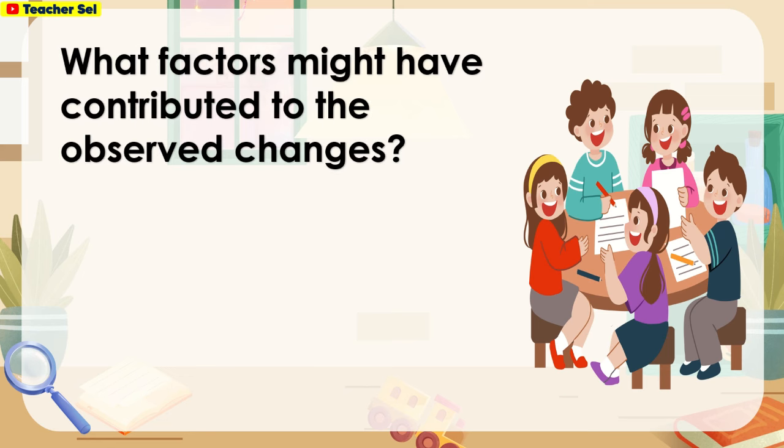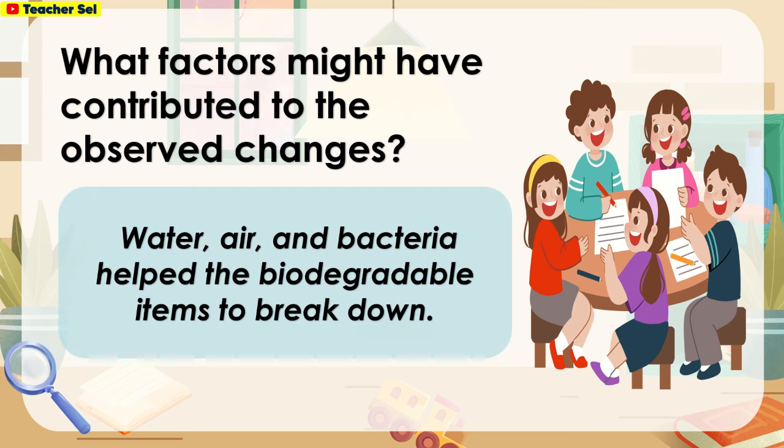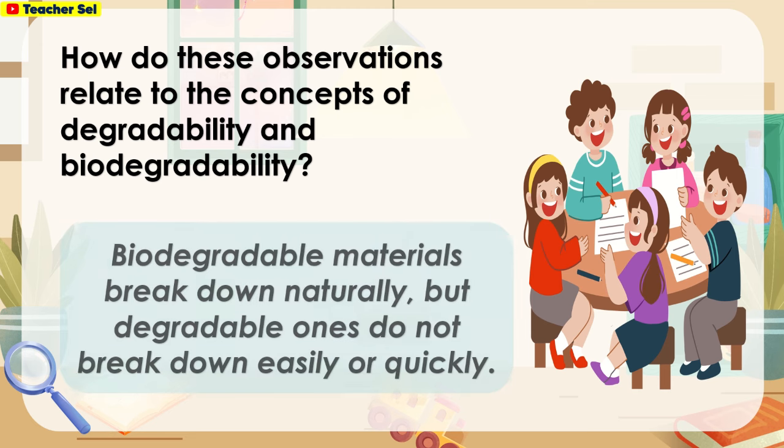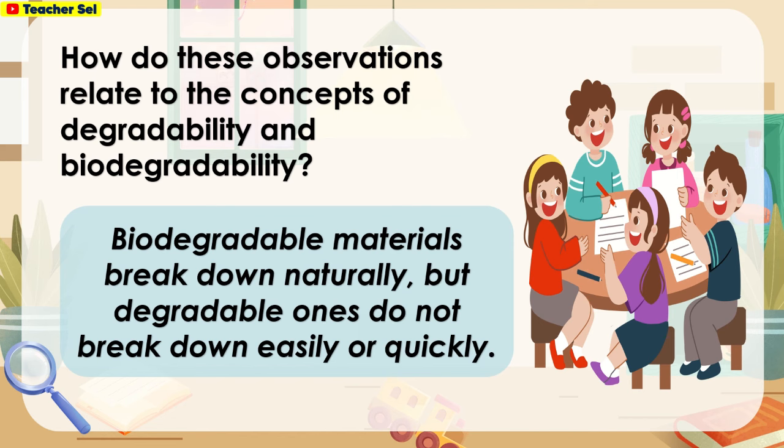What factors might have contributed to the observed changes? Water, air, and bacteria help the biodegradable items to break down. How do these observations relate to the concepts of degradability and biodegradability? Biodegradable materials break down naturally, but degradable ones do not break down easily or quickly.